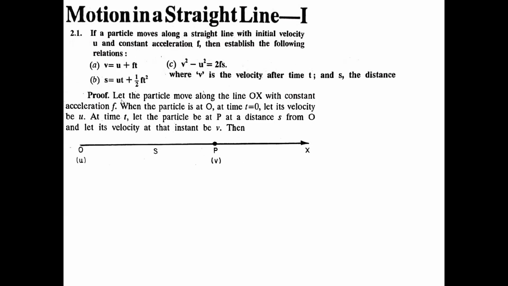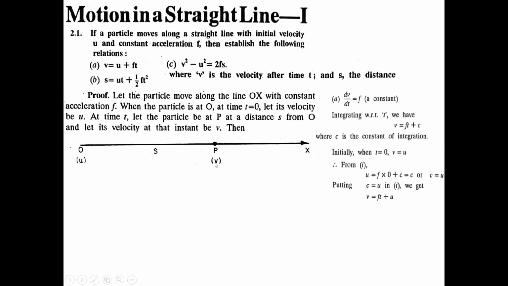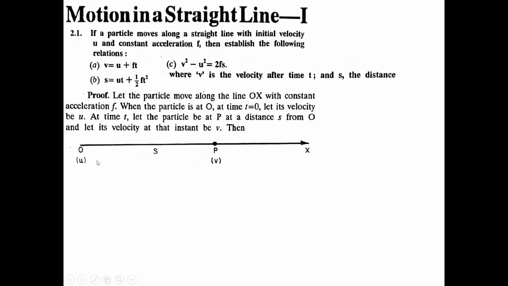So let us make the diagram of the given conditions. Let the particle move along the line OX. This is the line OX in which the particle is moving with constant acceleration f. When the particle is at O at time t equal to 0, let its velocity be u. So because we are given the initial velocity is u, we are taking the initial point as O, and the initial velocity here is denoted by small u. At time t, let the particle be at P. So after the time t, let us suppose the particle takes the position P, and the velocity here is denoted by v, and the distance is s. The distance from O to P is s, and let its velocity at that instant be v.